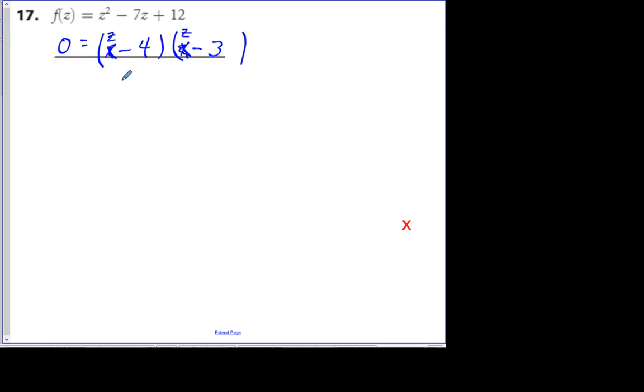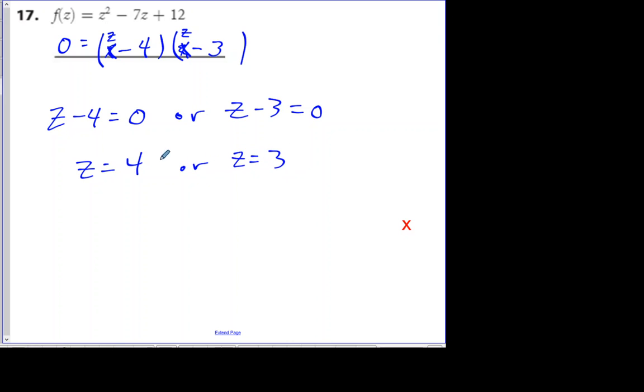Alright, so that means each of these has to be 0, so we would say z minus 4 is equal to 0, or z minus 3 is 0. On this one, add 4 to both sides, so we get z is 4. On this one, add 3 to both sides, and we get 3.